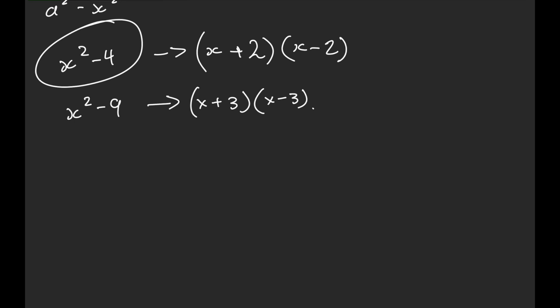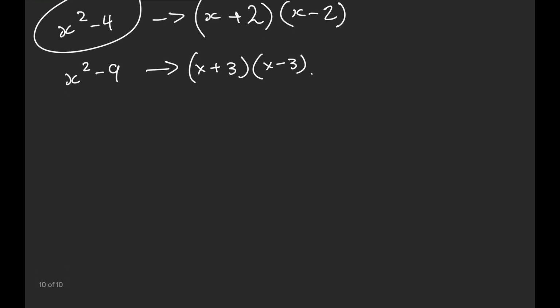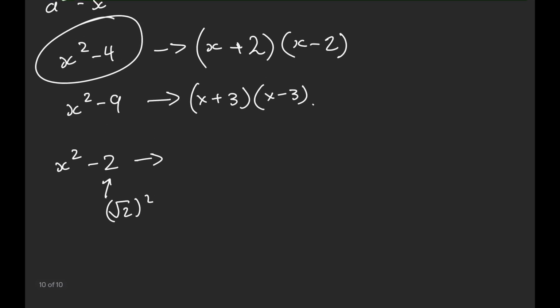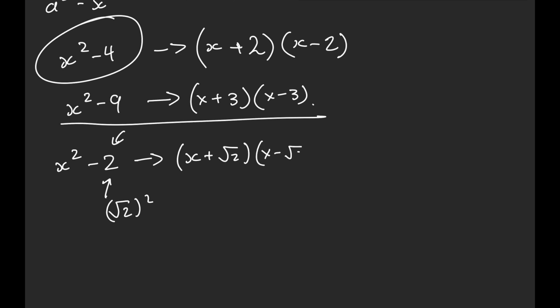Occasionally, the a squared term will be a number like 2. In this case, your constant term will simply just be square root 2. So if you think of your constant term, let's say x squared minus 2, if you think of this as, instead of 2, square root 2 squared, then you can apply what we have done here to your polynomial. So this would break into x plus square root 2, x minus square root 2.